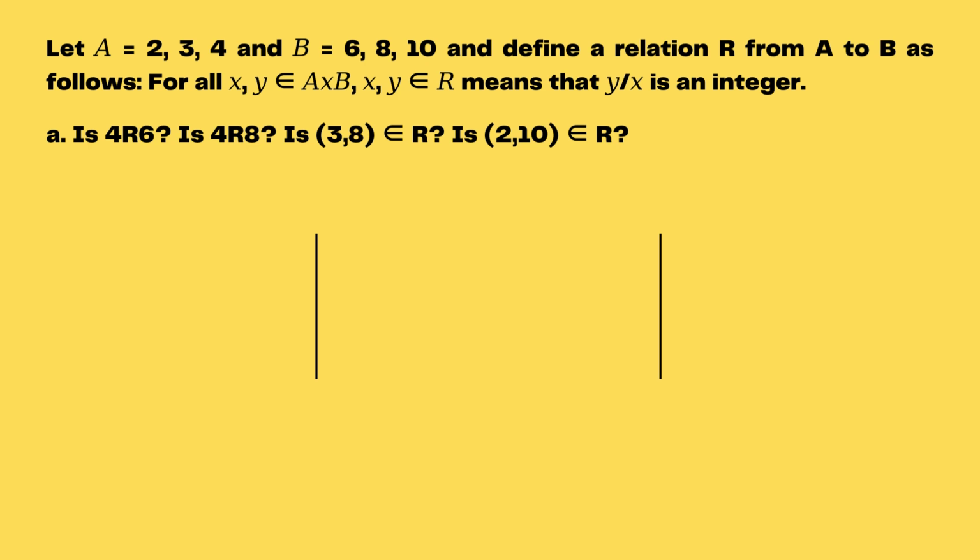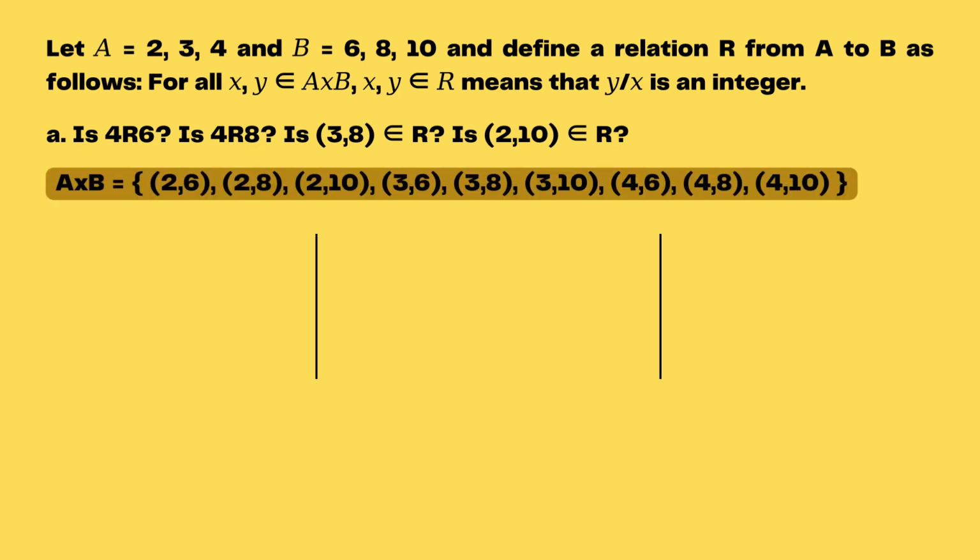Our set of pairs are (2, 6), (2, 8), (2, 10), (3, 6), (3, 8), (3, 10), (4, 6), (4, 8), and (4, 10). After we find all the set of pairs, we now substitute the pairs and get the answer.